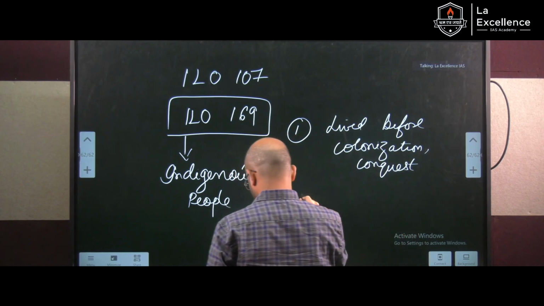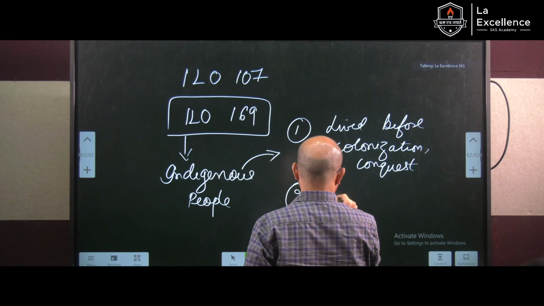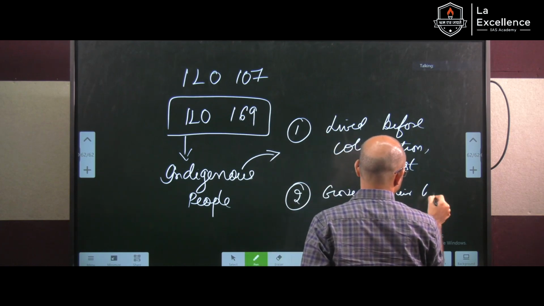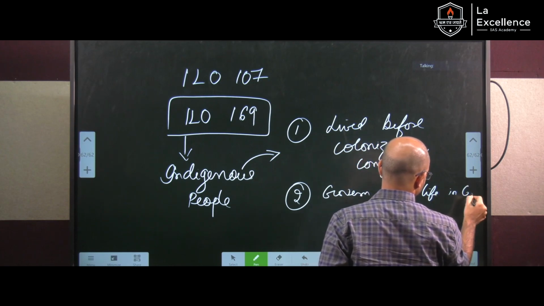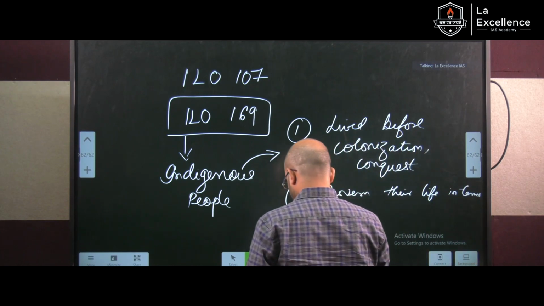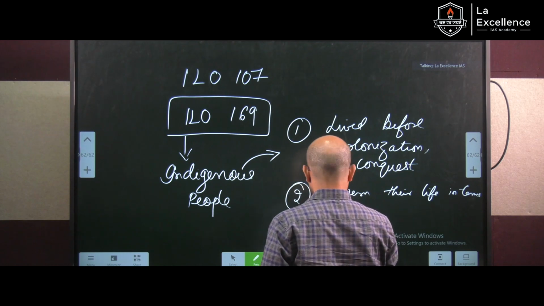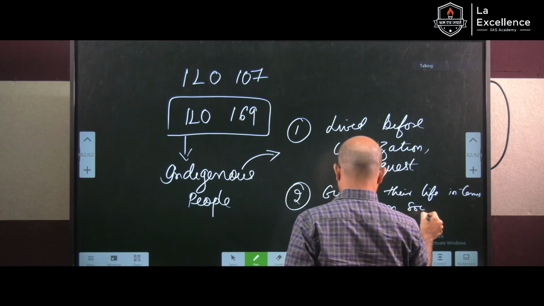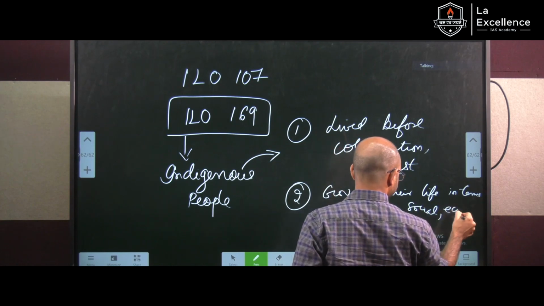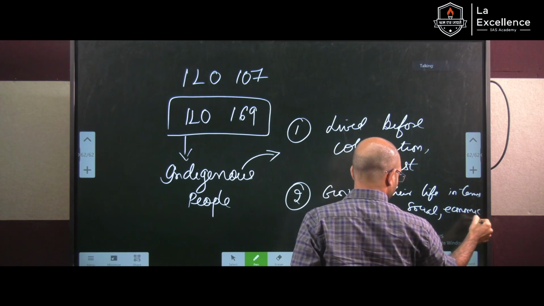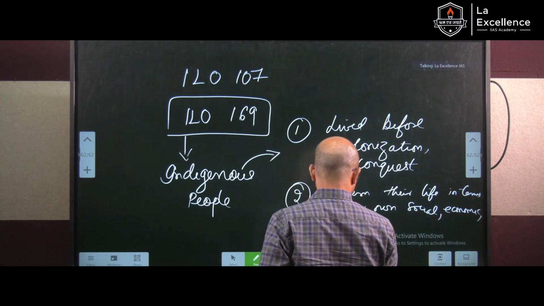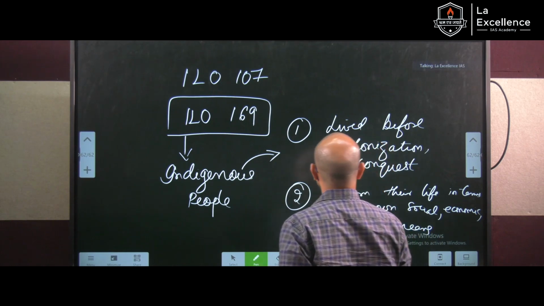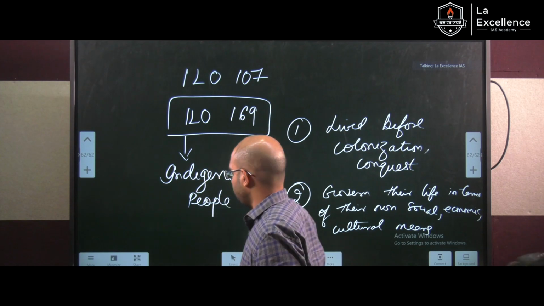That is one criterion. The second criterion is they govern their lives in terms of their own social, economic, cultural means. So, having a special culture and living before colonization, this is the criteria.